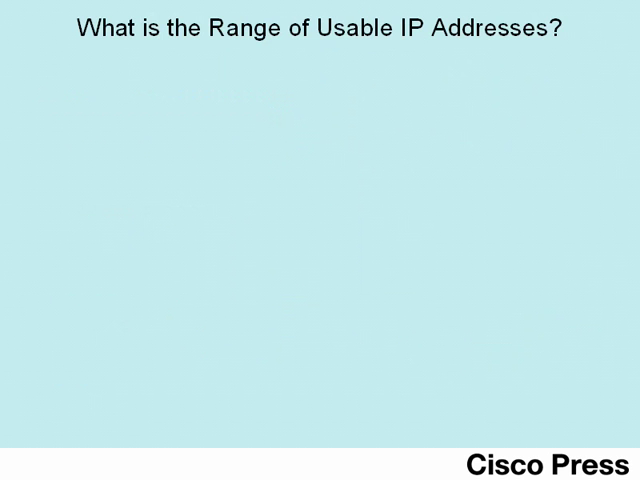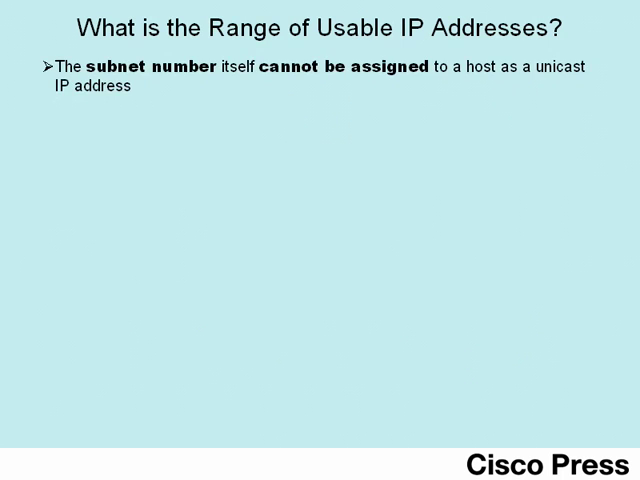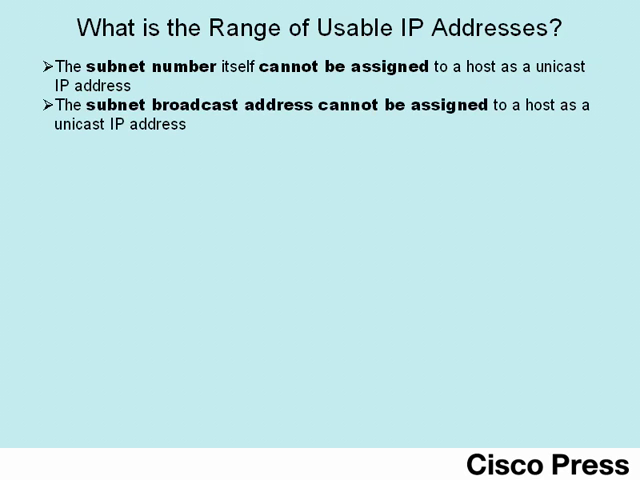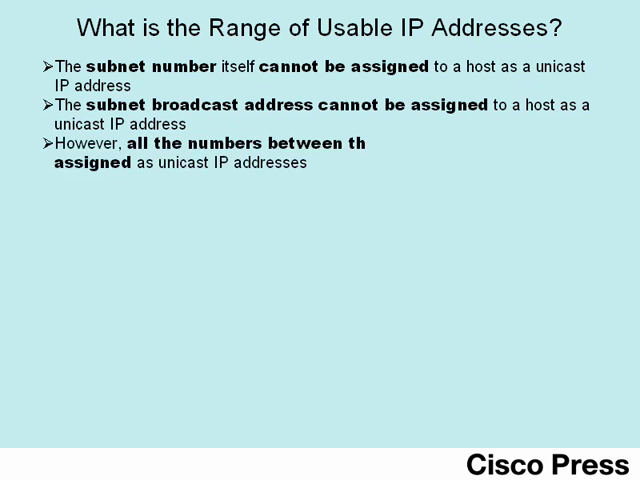Next, just to be clear, let me define what I mean by range of usable IP addresses. First of all, the subnet number itself cannot be assigned to a host to be used as its unicast IP address. And as we just saw, the subnet broadcast address cannot be assigned to a host either. However, all the numbers in between the subnet number, which is the smallest number, and the subnet broadcast address, which is the largest number, all the numbers in between there can be used.